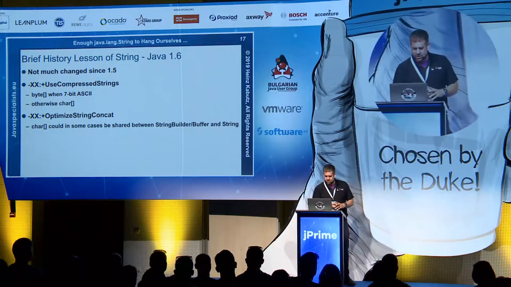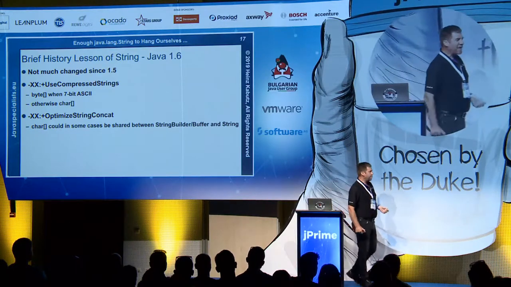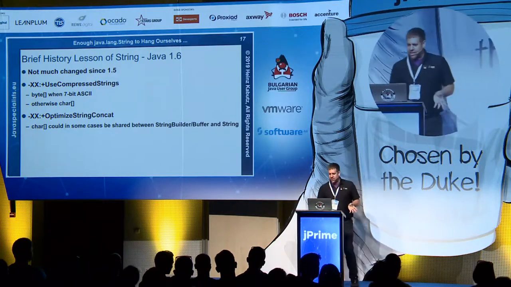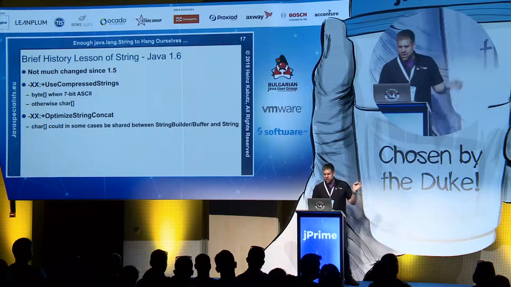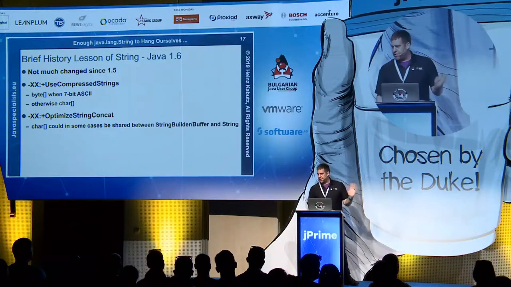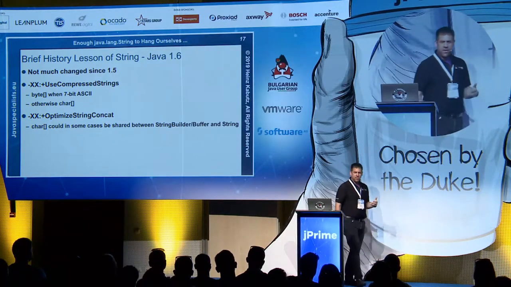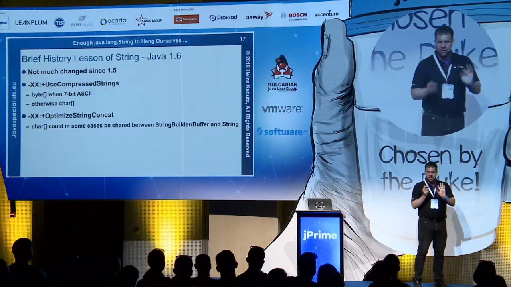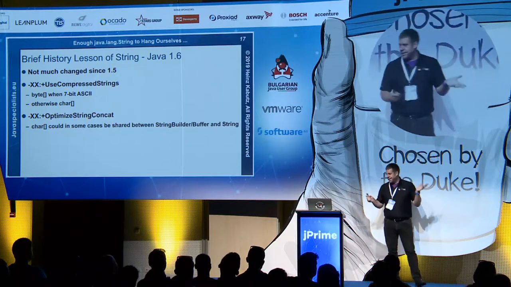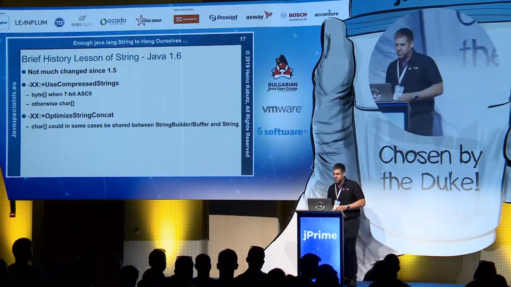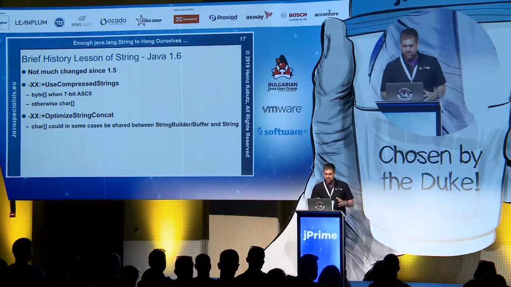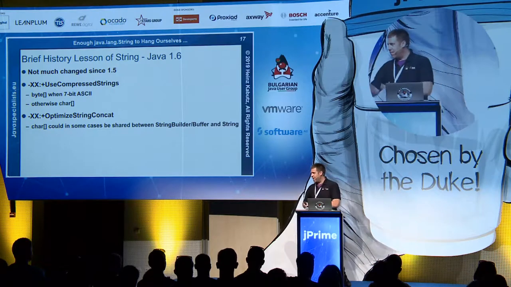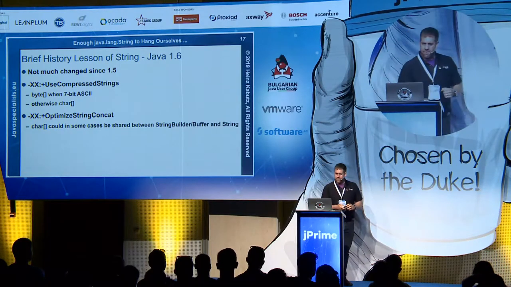It's a bit confusing. They also added optimized string concat, which did a whole bunch of clever things. And in some cases, they could even share the char array between StringBuilder and StringBuffer and String. So you know the trick that I told you about in Java 1.0, where StringBuffer shared the underlying char array with String? They could do that same thing with optimized string concat as well, automatically. And the funny thing is, if you look at the Java code, it doesn't share it. But if you look at the memory allocation, it does share it.